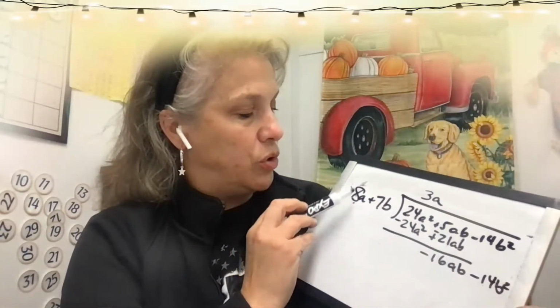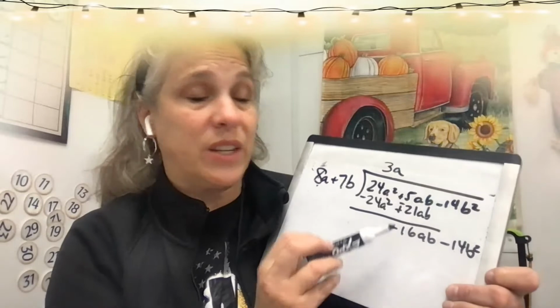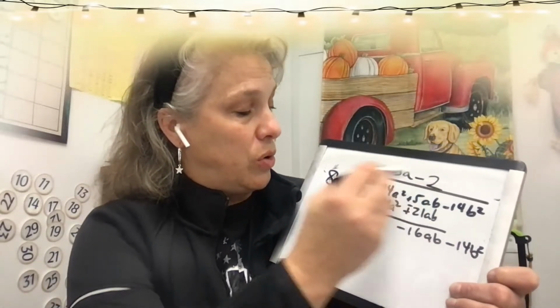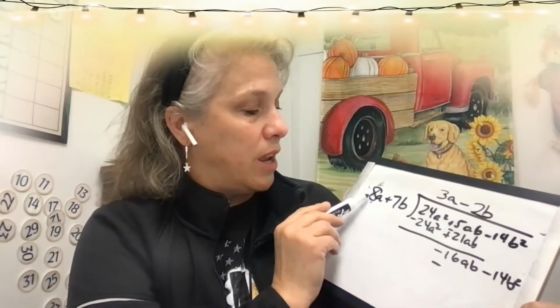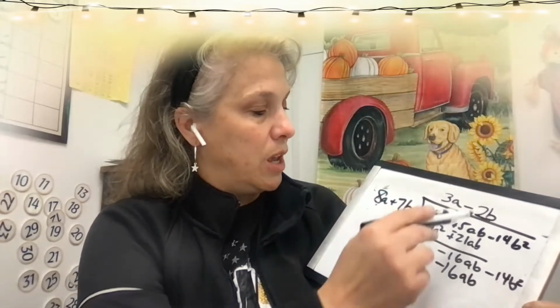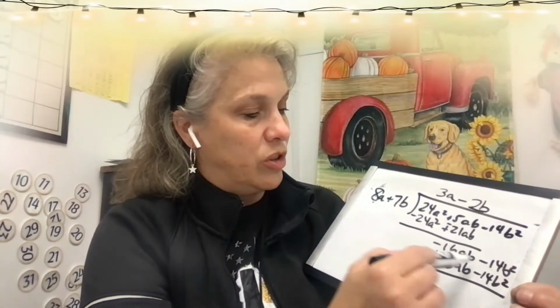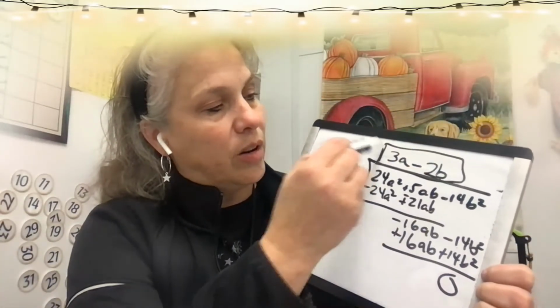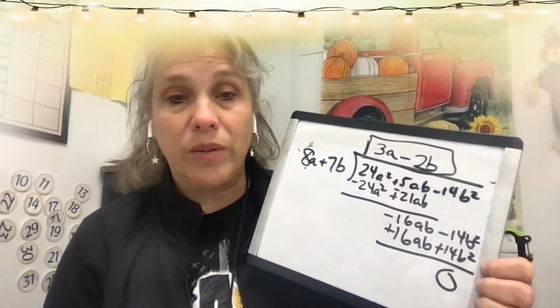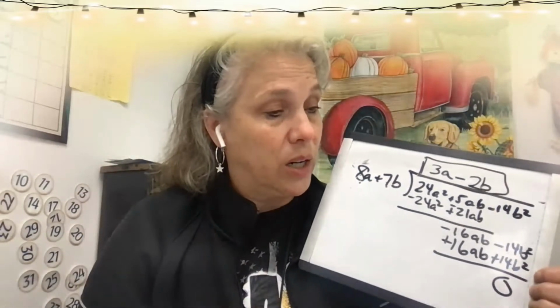And now we have 2 times 8. So now it's a negative 16, so it's going to be a negative 2b, because it's going to be 2 times 8 is 16, times a times b, and then minus 14b squared. And when I change the signs, they're all going to cancel out to 0. So this is your final answer. And there's no remainder either. Okay, that is number 18. Might as well do the last two.